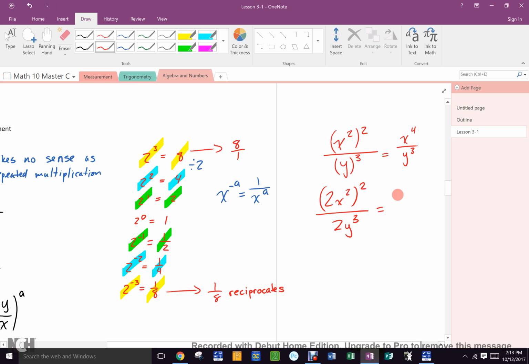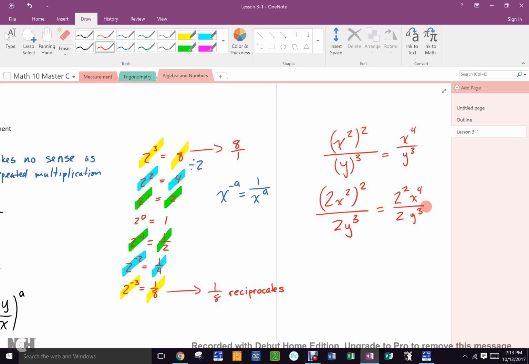Jack? It would be x to the 4 over y to the 3. Not quite. It would be 2, 2 squared, x to the 4 over 2 cubed y to the 3. No. So close. No brackets down there. 2y cubed.